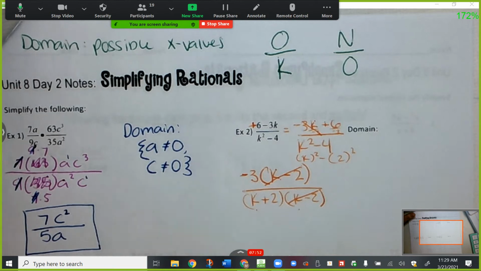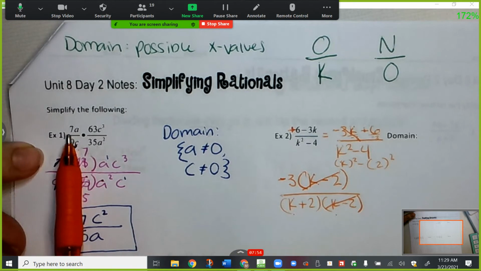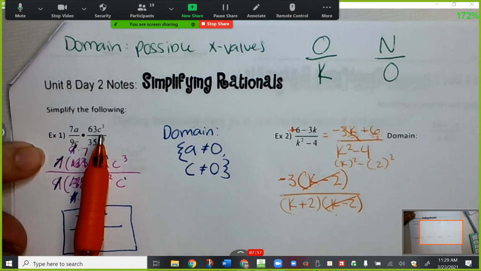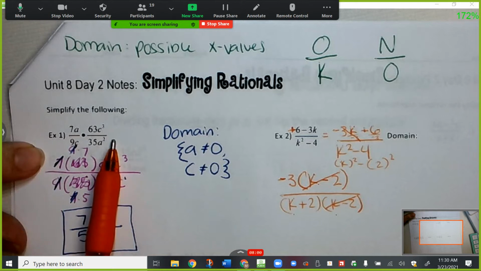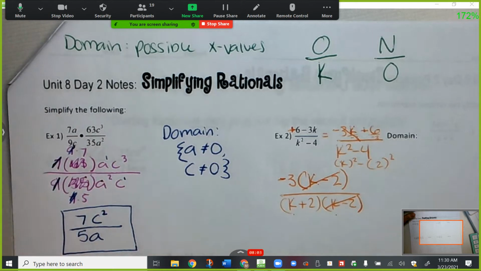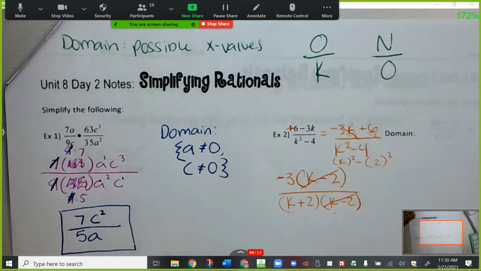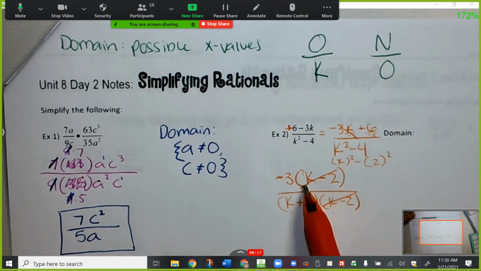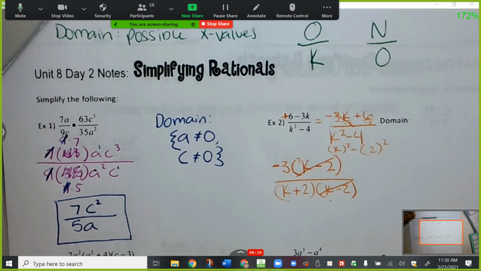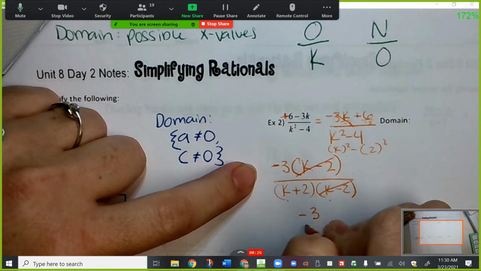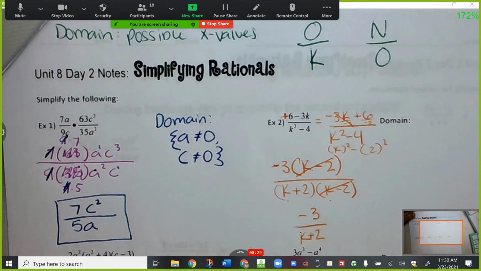The reason number 1 was different is because this was 7 times a times 63 times c cubed. Everything was being multiplied, right? There was no addition or subtraction, so anything was fair game to simplify. Now here you have factors that have addition and subtraction. When you have factors with addition and subtraction, you can't just cancel little pieces. You have to cancel the whole thing or it doesn't cancel at all, okay? So since the whole k minus 2 were the same, I was able to cancel it, okay? And now I'm left with negative 3 over k plus 2. Can anything from there simplify? No. So this is our final answer.